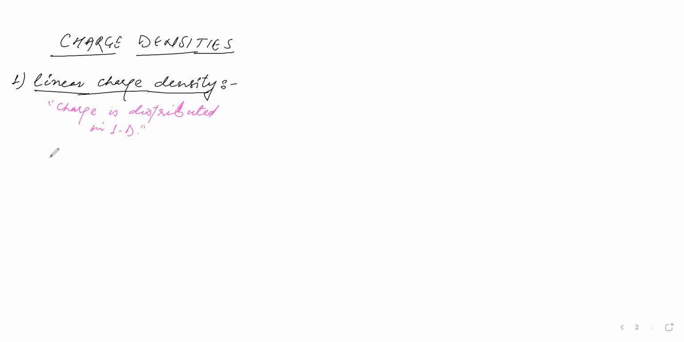The unit is coulomb per meter. When you want to define it, you can say it is the charge per unit length. This is your definition. You can write here lambda is equal to Q over L. It can be used for uniform charge distribution.